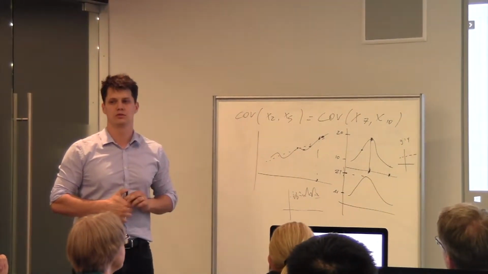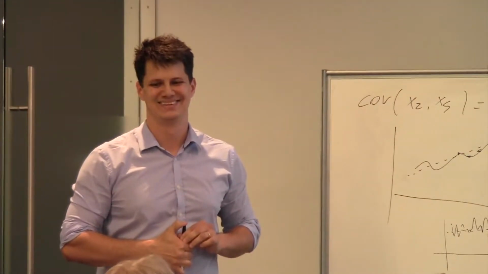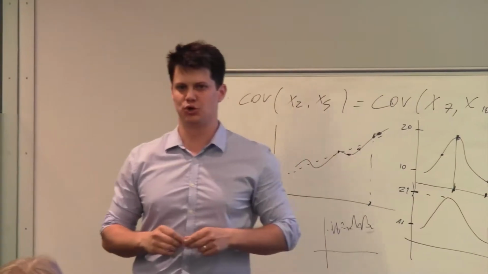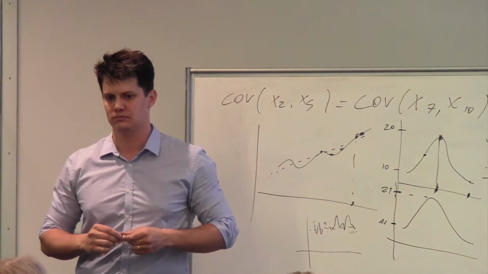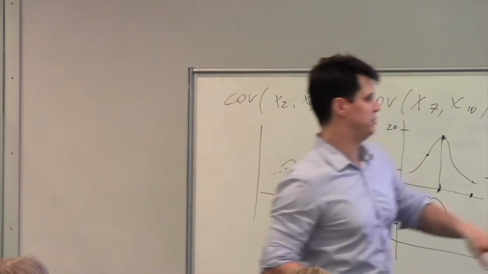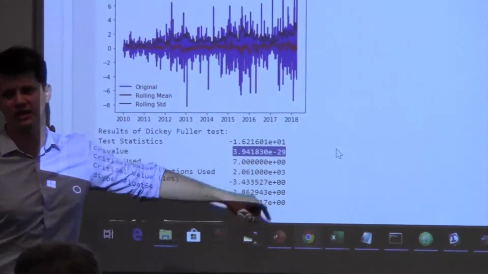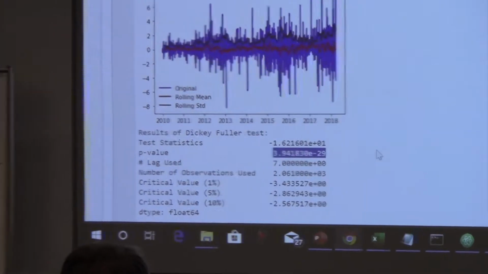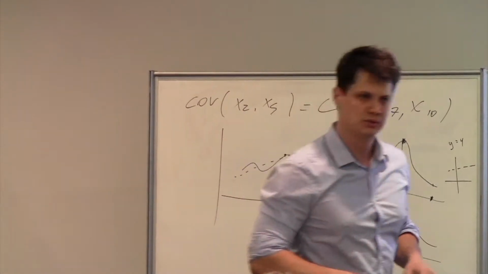Did someone understand something? What's the range of a low p-value? Less than 0.05. This one, by the way, e minus 29, is 1 divided by 10 to the 29. Okay.